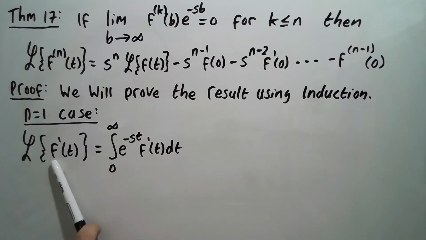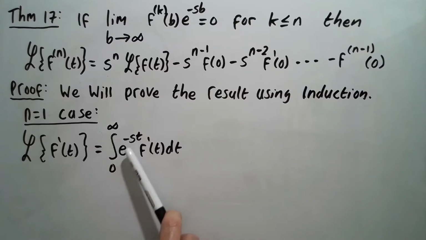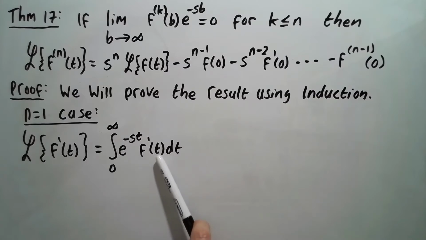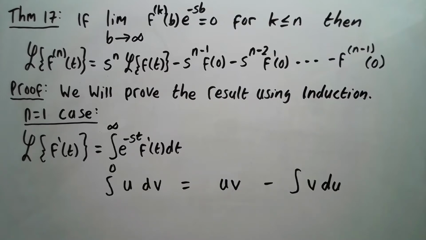By the definition of Laplace, it'll be the integral from 0 to infinity of e to the minus st times f prime of t. Now, we're going to use integration by parts to rewrite this. So let me write the integration by parts formula down here. Okay, so here's the integration by parts formula. I'm going to let my dv correspond to f prime dt and my u correspond to e to the negative st.